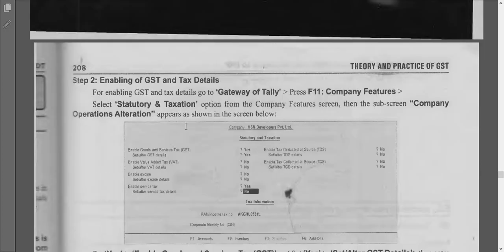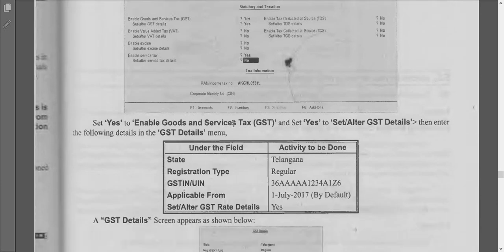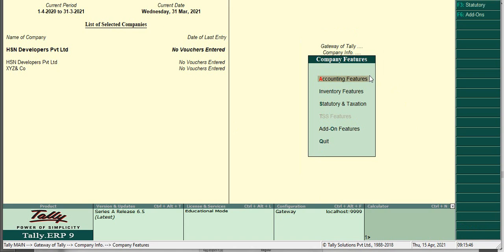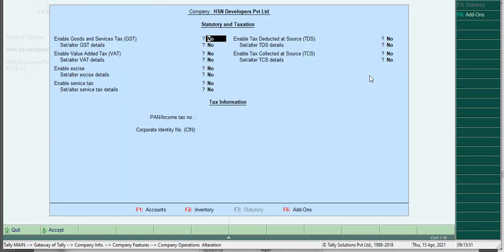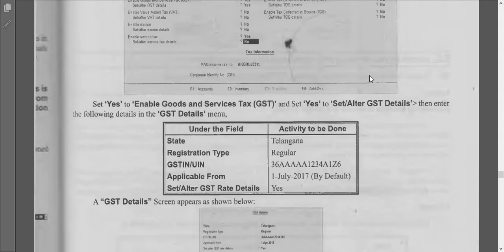Now after that, enabling GST. So how to enable? Go to F11 company features, select statutory and taxation. From that we have to select company operations. There we have to enable the GST. Once it is done, go to F11 features. Under statutory, select the company, GST yes. Second option yes. So here you have to select all the details.